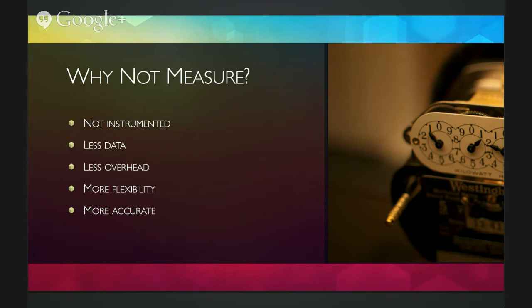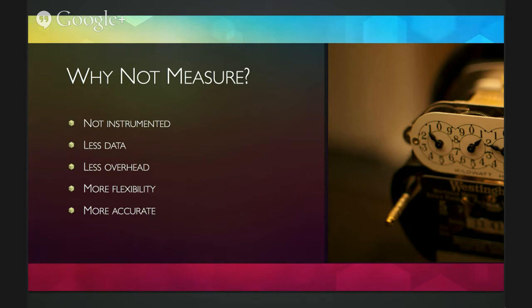One is oftentimes those things are not instrumented. And in fact, the majority of things are not instrumented at a per query level. There are global counters for lots of things in MySQL and in the operating system, but most of those things are not instrumented per query. Even if we were able to measure those things inside the server, that would be a lot of data.